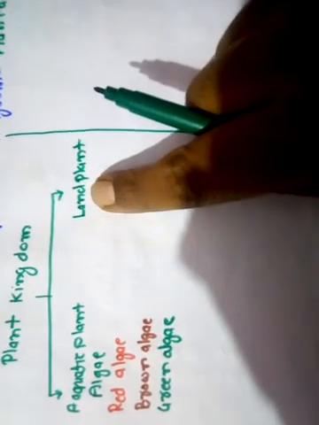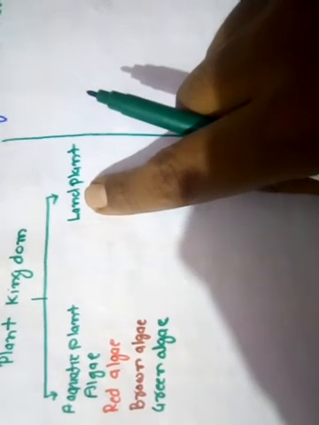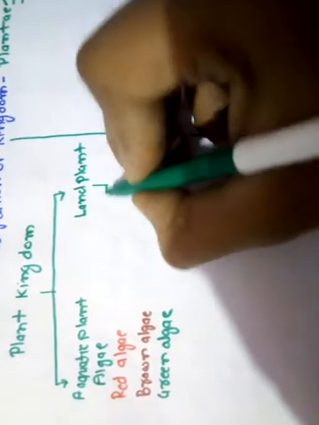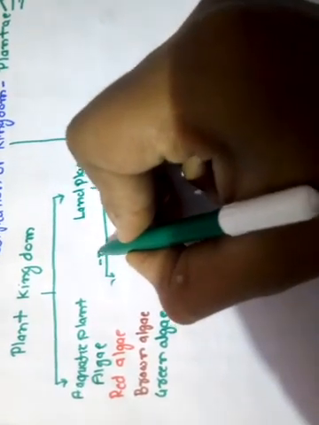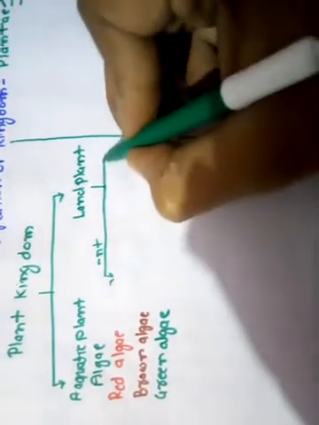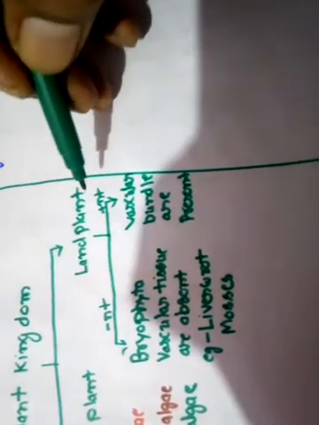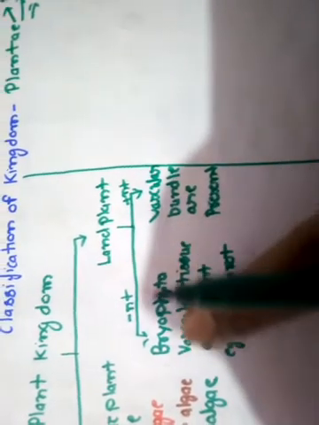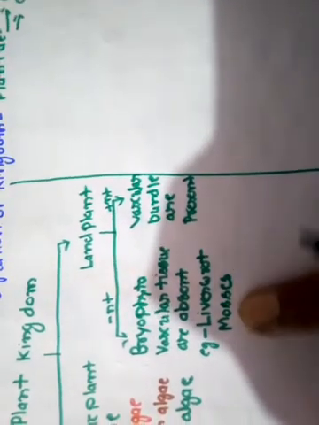Now the land plants are further divided into 2 groups depending upon the presence or absence of vascular tissues, that is xylem and phloem. That means the land plants are divided into one group that lacks the vascular bundle and another group that has the vascular bundle. So the group of land plants that lacks the vascular bundle includes the Bryophyta, and Bryophyta further include the liverworts and the mosses.